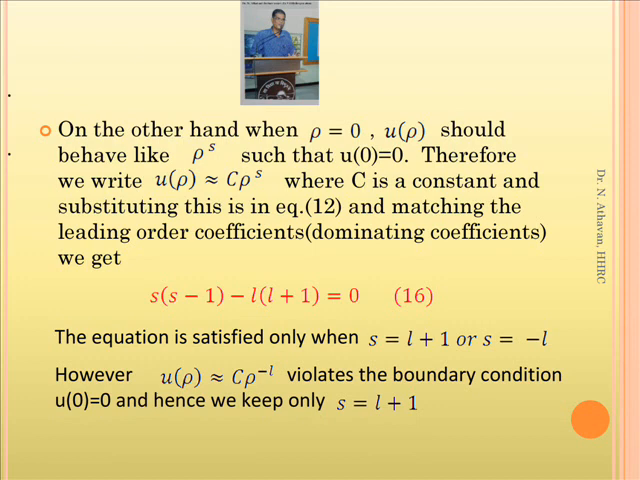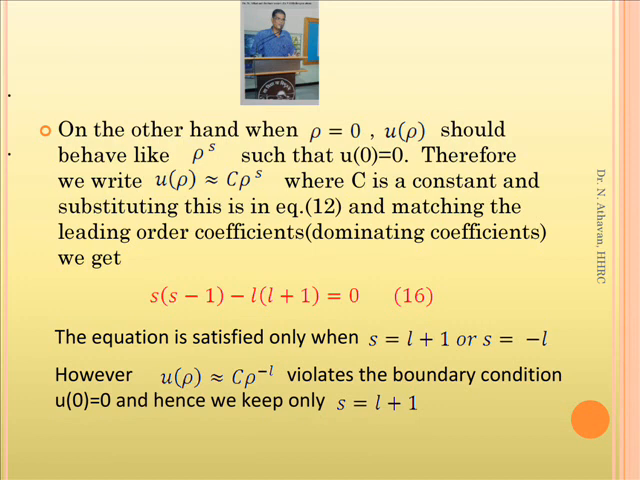Therefore we write u of rho is equal to c into rho power s as an approximate solution for u of rho, where c is a constant, and substituting this in equation 12 and matching the leading order coefficients, that is the dominating coefficients, we get a condition s into s minus 1 minus l into l plus 1 is equal to 0. So this equation is satisfied only when s is equal to l plus 1 or s is equal to minus l. So these are the two conditions under which equation 16 is correct.